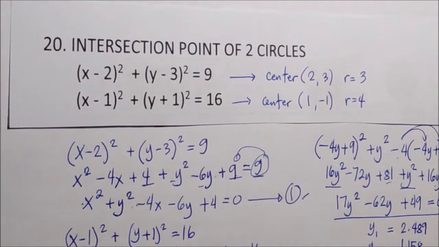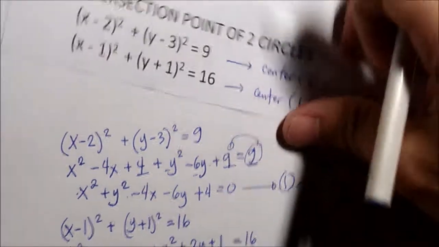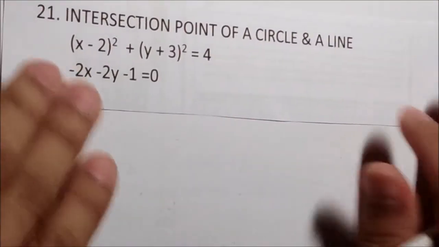Okay, you can check the books of DIT, Vilsenia or Bisabilia or some other review centers. You can buy their books and practice solving problems related to this one. Okay, another one is number 21, intersection of a point and a circle.